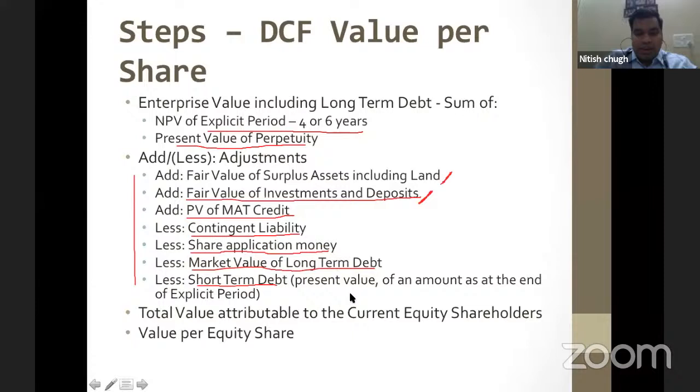Right? Now this is the total value attributable to current equity shareholders. Then value per share is total value divided by number of shares as on date, the pre-money number of shares, equivalent to value per equity share. I hope all these adjustments are clear. Please, if you have any doubt, write in the chat box. I'll also cover these in detail in a few more slides.